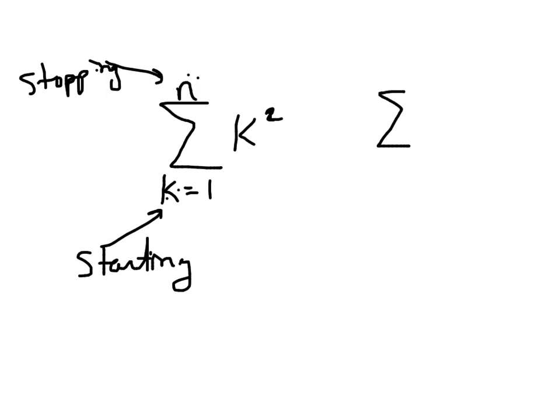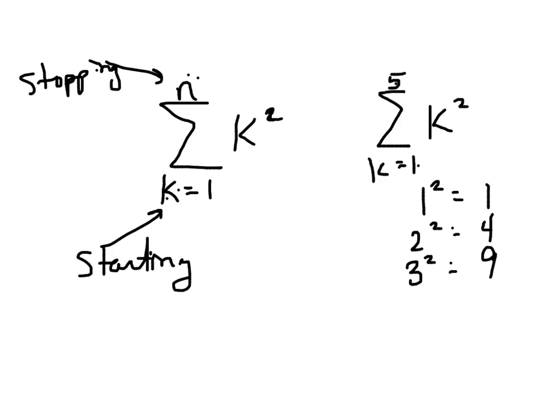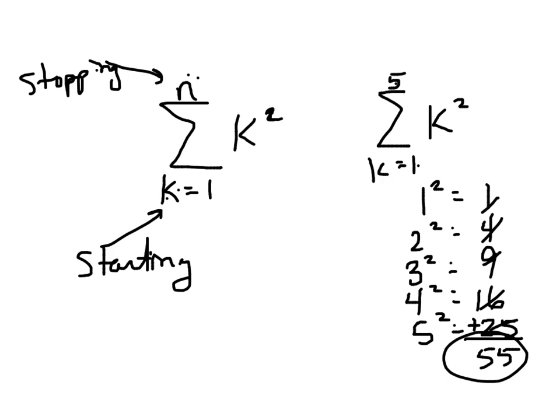So if they said k equals 1 to 5, and they say k squared, then that means I have to put every number in from 1 to 5, and then when I get done, I'm going to add the answers together. So 1 squared is 1, 2 squared is 4, 3 squared is 9, 4 squared is 16, and 5 squared is 25. And that's where I stop, because that top number is where I'm going to stop. Now from here, I add everything together. 20, 30 is 50, plus 25 is 55. And that's my final answer.